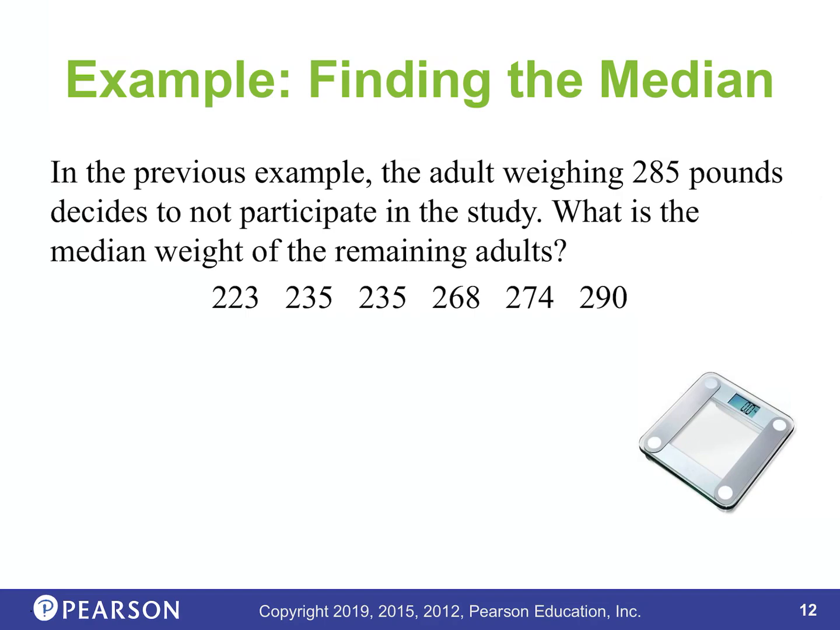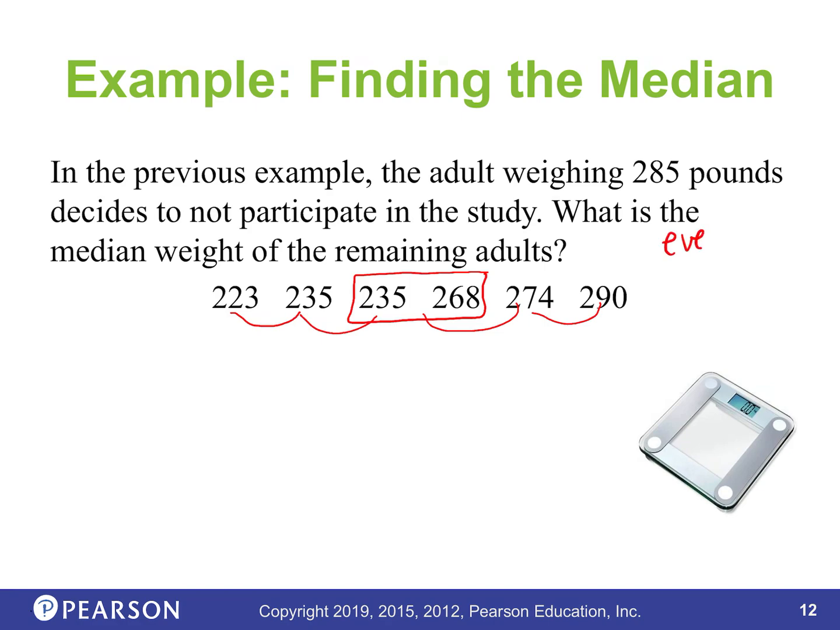In the previous example, the adult weighing 285 pounds decides not to participate in the study. What is the median weight of the remaining adults? Okay, so here we have 6. So we work our way towards the middle. Well, we're stuck at 2. There is no exact middle. So we're going to go ahead and take the average of these 2. So if you had a long list, this would be your number.